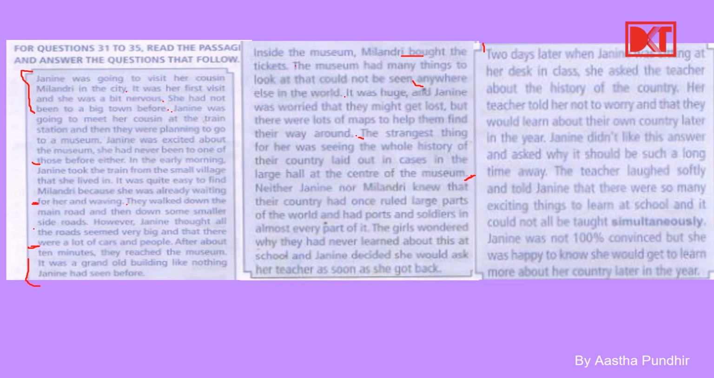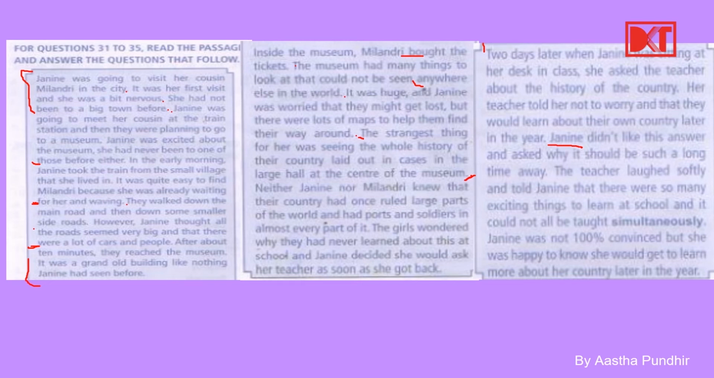Then Janine didn't like this answer and asked why it should be such a long time away. The teacher laughed softly and told Janine there were so many exciting things to learn at school and it could not all be taught simultaneously. Janine was not 100% convinced, but she was happy to know she would get to learn more about her country later in the year. Now here you see what happened.